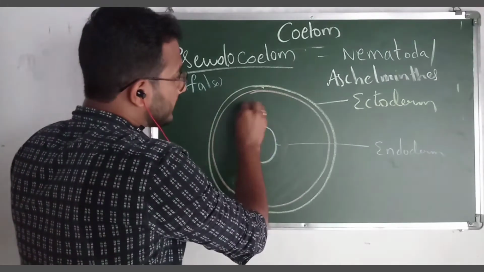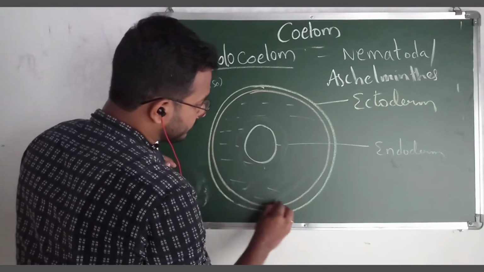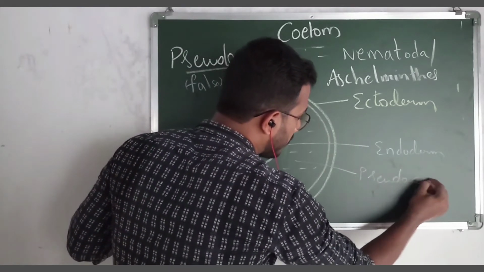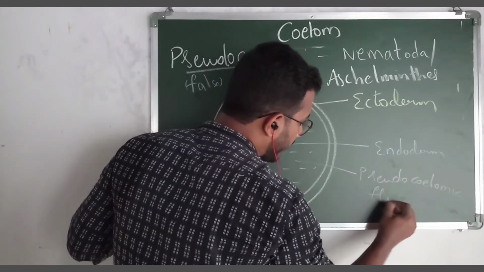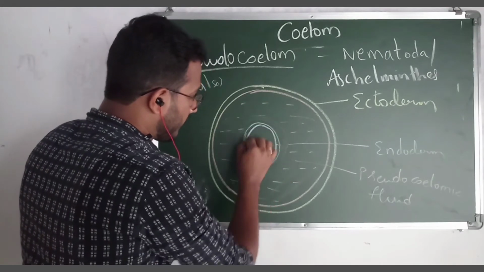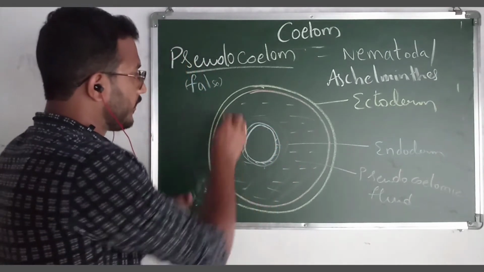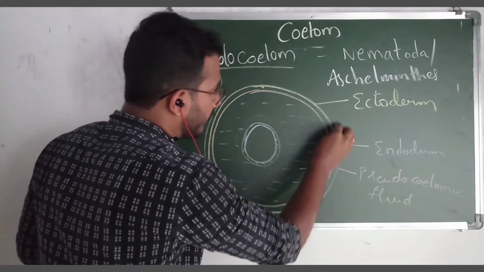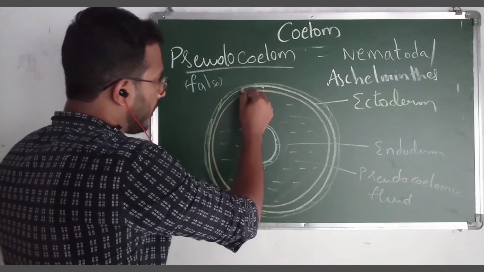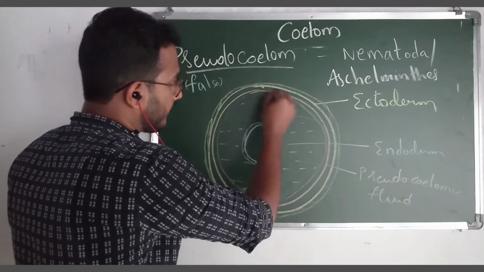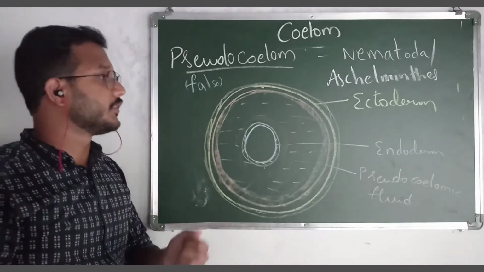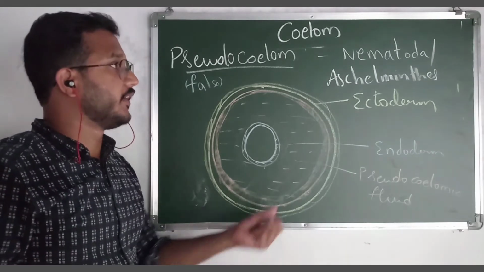And this space is filled with fluid. This fluid is known as pseudocoelomic fluid. So this is about the pseudocoelom. Here this is the internal layer. And here this is the ectoderm. In detail I am drawing, nothing is there. And mesoderm is confined only to the outer region, not to the inner region. So this is known as pseudocoelom. This is exhibited by the phylum Nematoda.